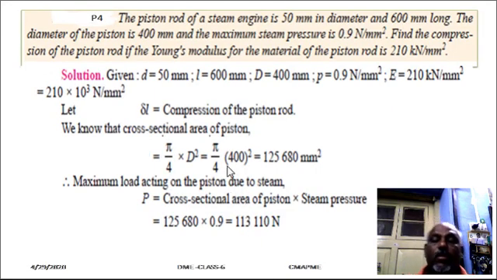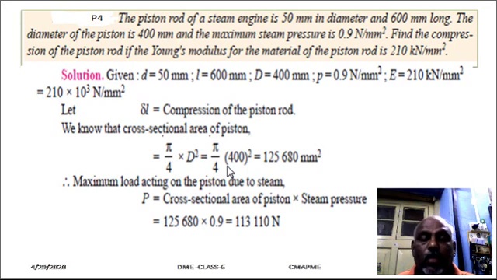And the next problem, the fourth problem: the piston rod of a steam engine is 50 mm in diameter and 600 millimeter long. The diameter of the piston is 400 millimeter and the maximum steam pressure is 0.9 Newton per mm square. Find the compression of the piston rod if the Young's modulus of the material of the piston rod is 210 kN per mm square.